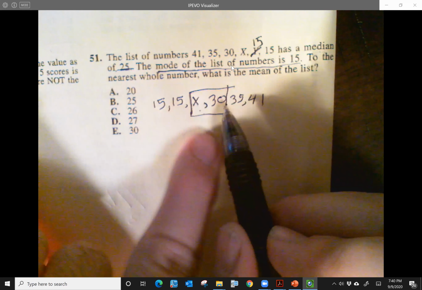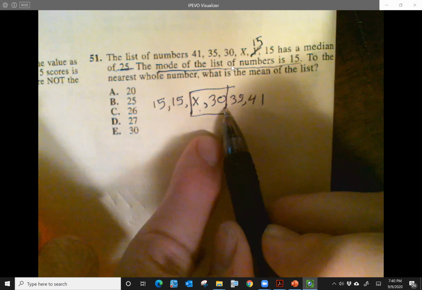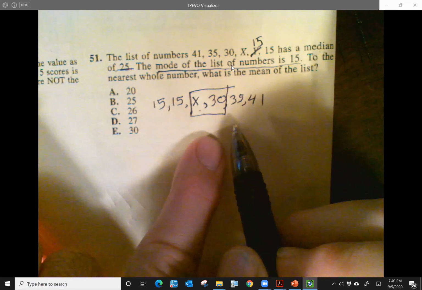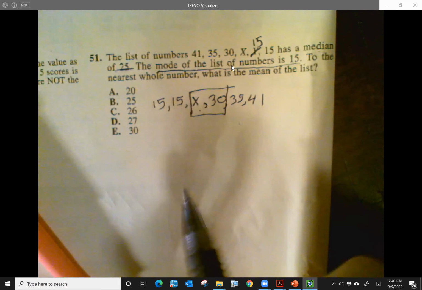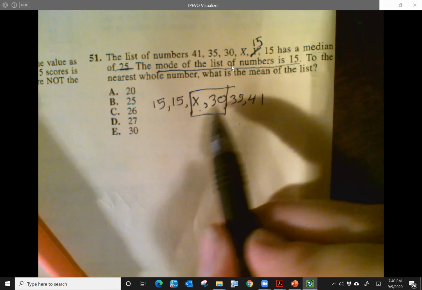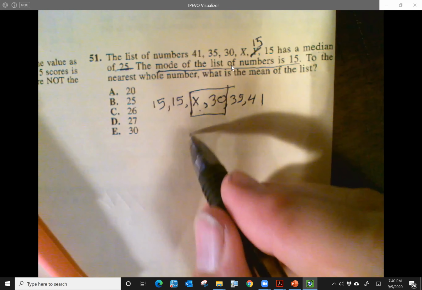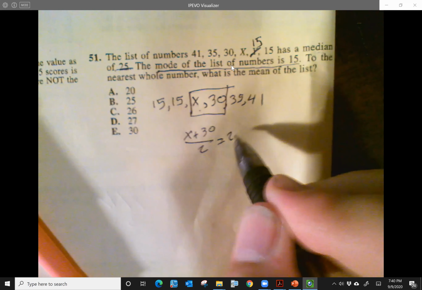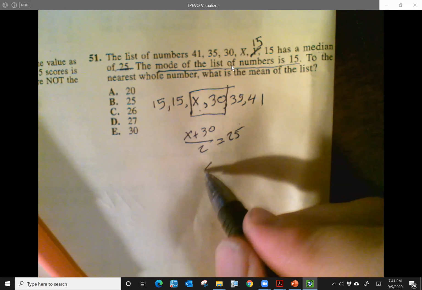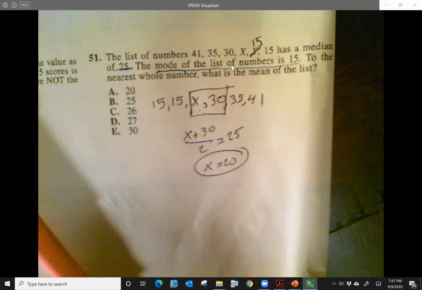Like if I put x to the right of the 30, it wouldn't work out. So I know that the median of these two numbers has got to be 25. So I'm going to say x plus 30 divided by 2 has got to be 25. So that means that x equals 20, right?